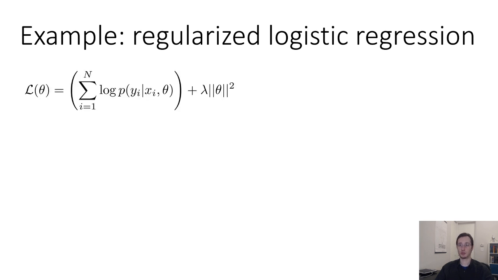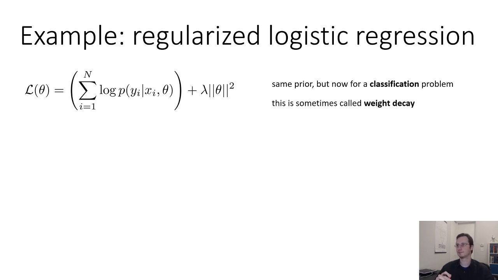So the actual loss will be exactly the same as before. We'll just take our log probabilities. I apologize, there's a missing negative sign, so this should be negative log probabilities, and we'll add lambda theta squared to them. So it's the same prior, actually. It's the same zero mean normal prior, but now for a classification problem. And this is sometimes called weight decay, because in this minimization problem, we are minimizing the weights, so we're kind of decaying the weights. We're making them smaller.